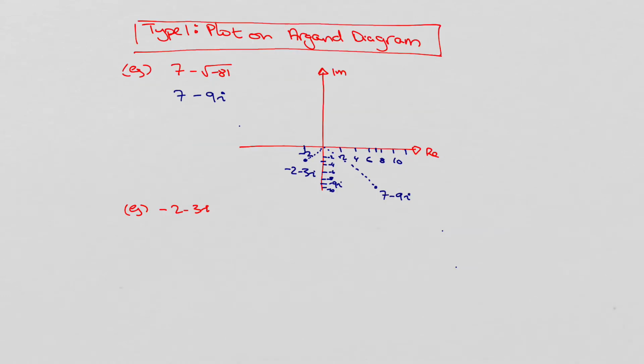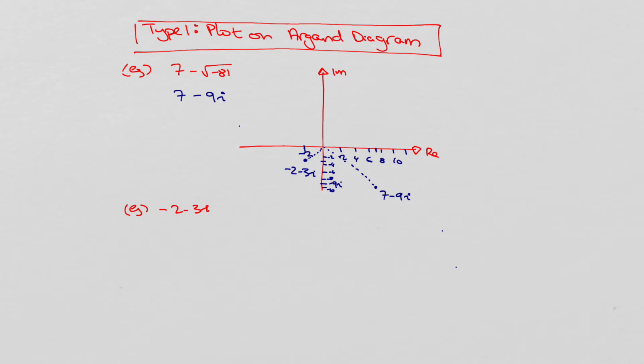If we wanted to plot any complex number on the Argand diagram, we've already seen one example. But if we look at another one here, we have 7 minus the square root of minus 81. That is a complex number in disguise, because the square root of minus 81 is the square root of 81 times the square root of minus 1, and that simplifies down to 9i. So 7 minus the square root of minus 81 is actually the complex number 7 minus 9i.